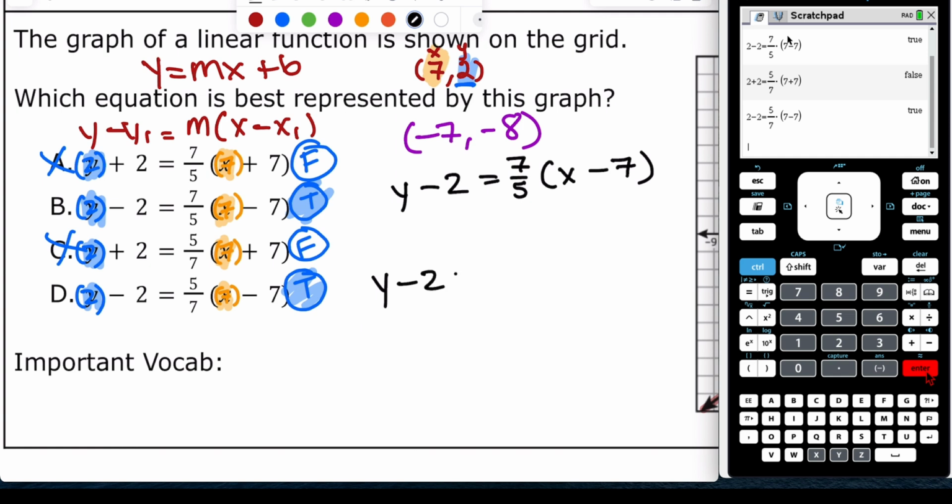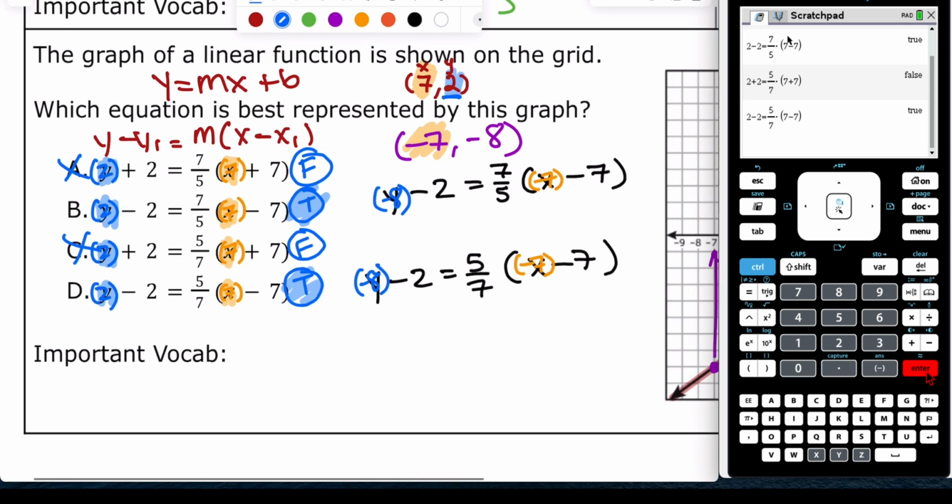Y minus 2 equals 5 over 7, x minus 7. So for my x value, I am plugging in -7. So parentheses -7, parentheses -7. For my y value, I'm plugging in -8. Remember, this is only answer choices B and D that we are dealing with. A and C are already out.